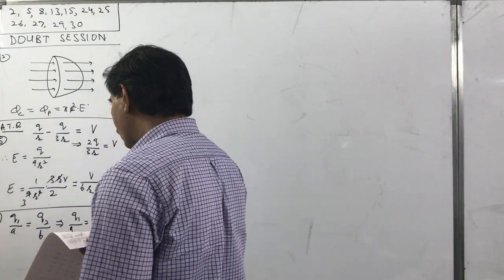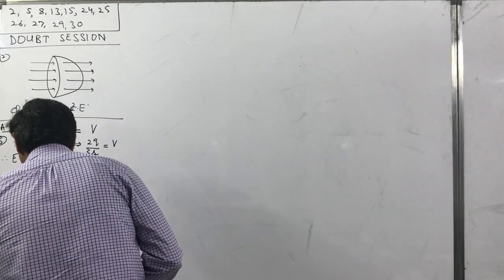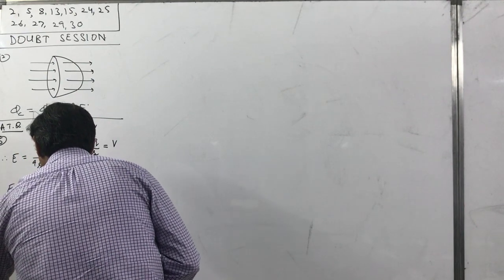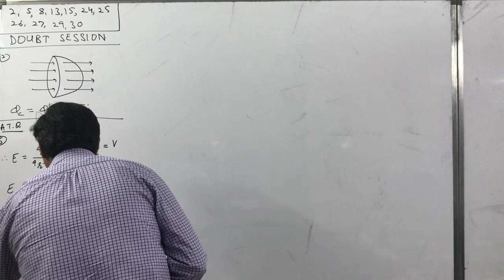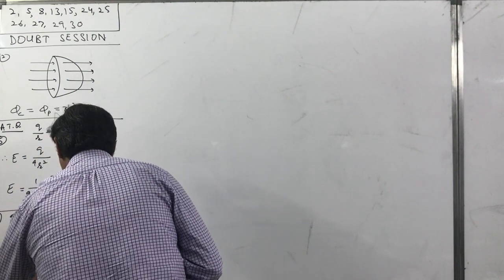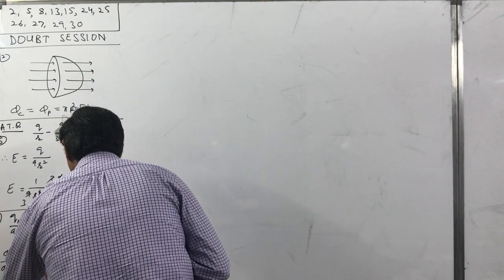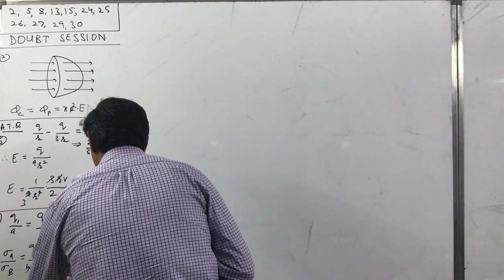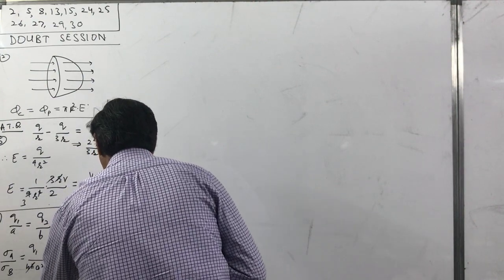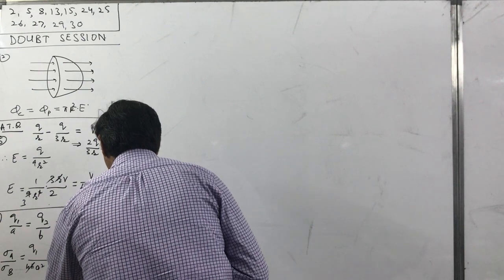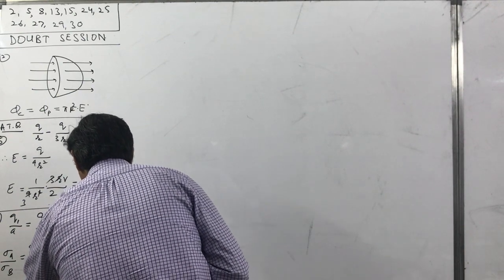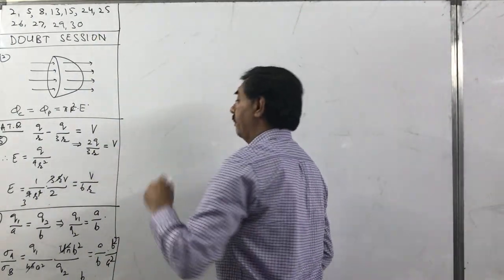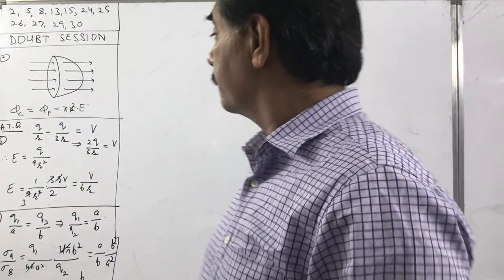He is asking us the ratio of the surface densities. Surface density of A, surface density of B. This is Q1 by 4 pi A square divided by Q2 by 4 pi B square. 4 pi cancels out, and we have Q1 by Q2 as A over B, and this is B square by A square, thus giving me B by A. The ratio of the charge densities.